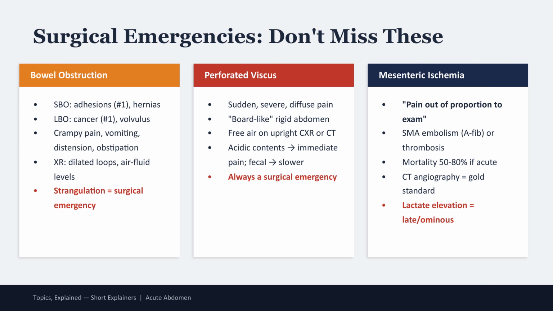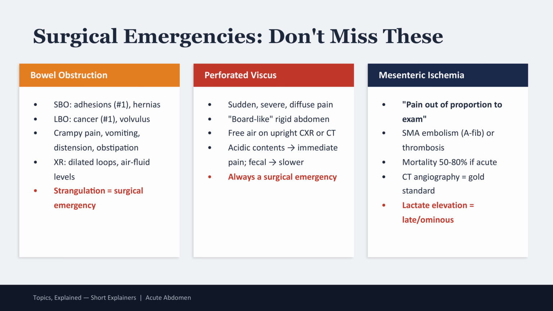Now for the surgical emergencies you cannot miss. Bowel obstruction presents with crampy abdominal pain, vomiting, distension, and obstipation. For small bowel obstruction, adhesions from prior surgery are the number one cause. For large bowel, think colorectal cancer. X-rays show dilated loops and air fluid levels, but CT is more definitive.